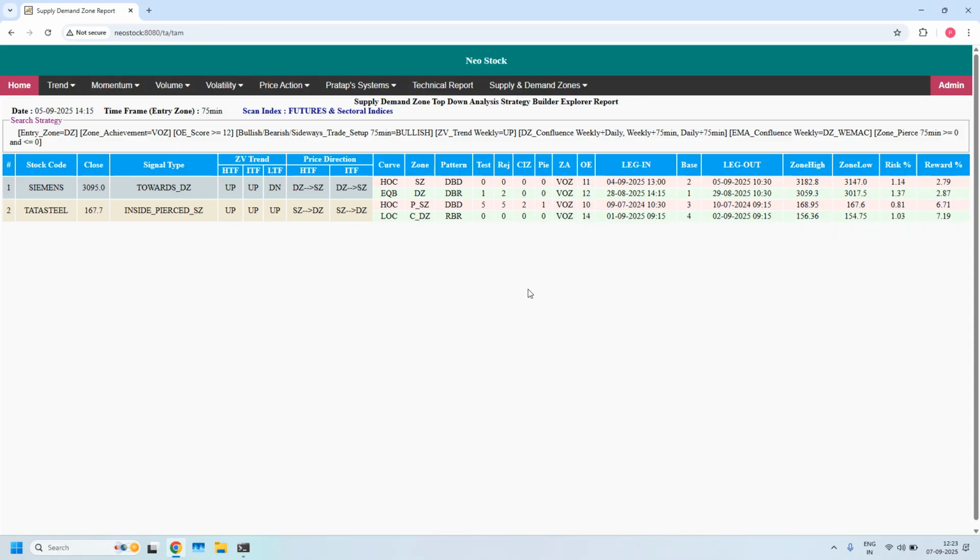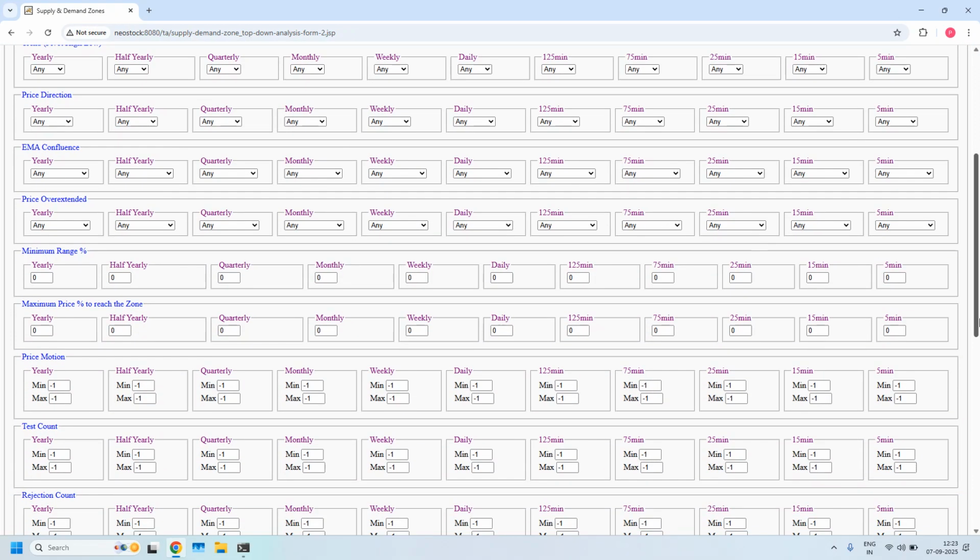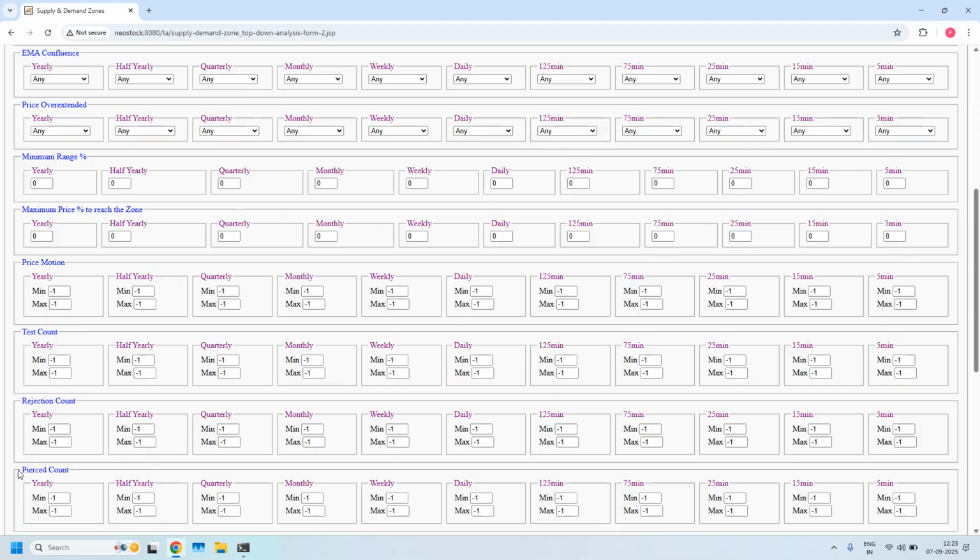Next, let us look into the bearish trade setup for weekly income trade. So entry time frame 75 minutes, entry zone supply zone. Here bullish or bearish at 75 minutes, I am selecting bearish. Zone achievement violated opposing zone. Minimum odd and enhance score 12, and the 75 minute supply zone should not be pierced. So in the pierced count parameter at 75 minutes time frame, I am setting minimum value 0, maximum value 0. That means pierced count is 0. Pierced count 0 means the zone is not pierced.